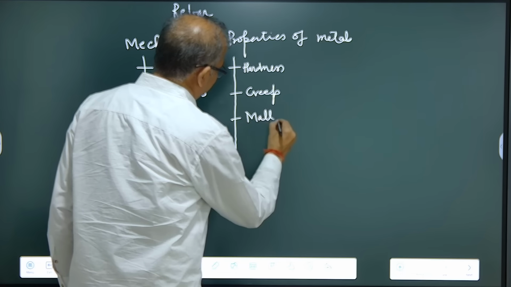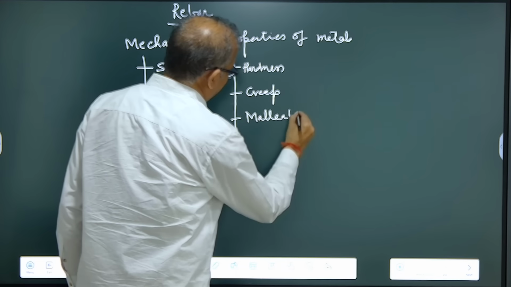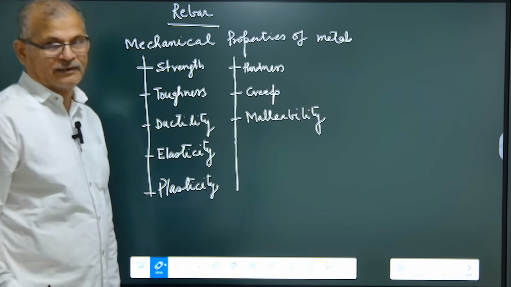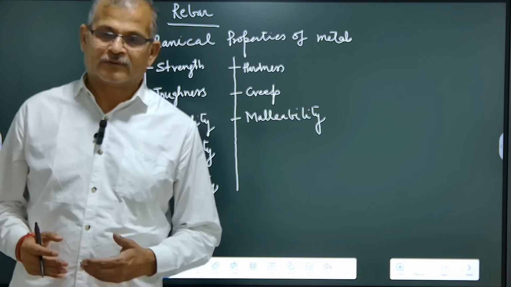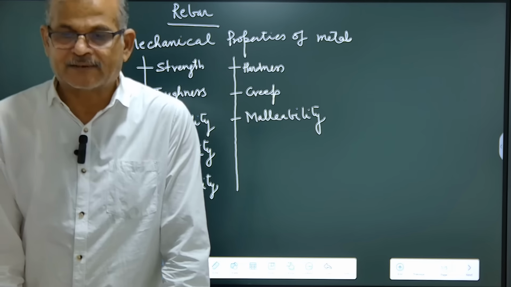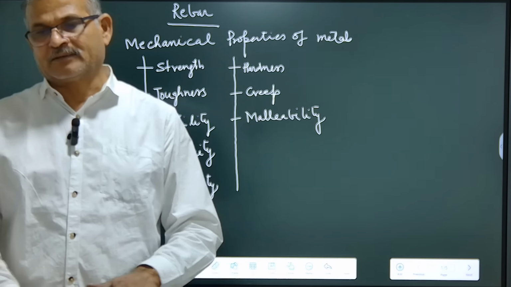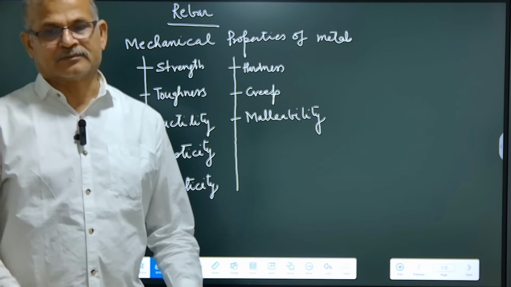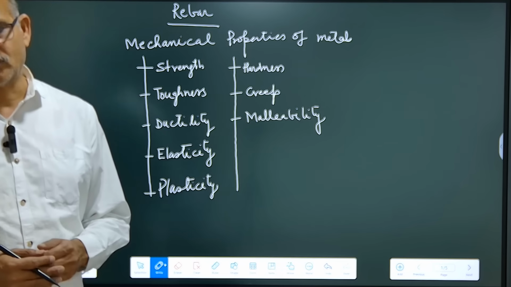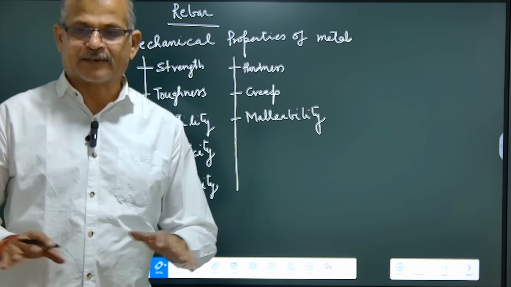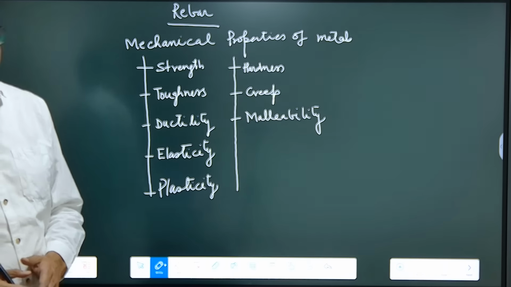Malleability, the property of a material to undergo deformation. Like when we make a plate from a billet. So this is a property. Like from gold and silver we make foil.